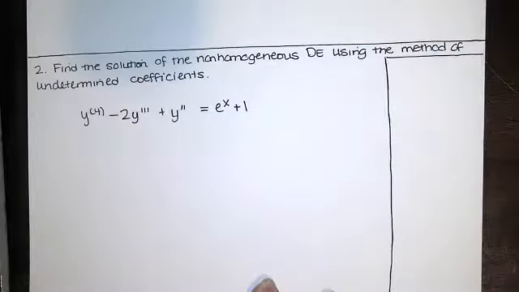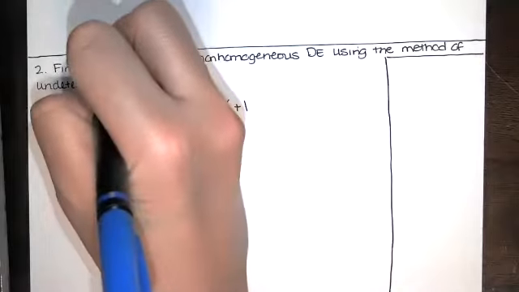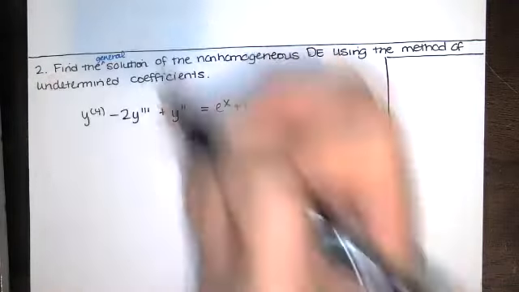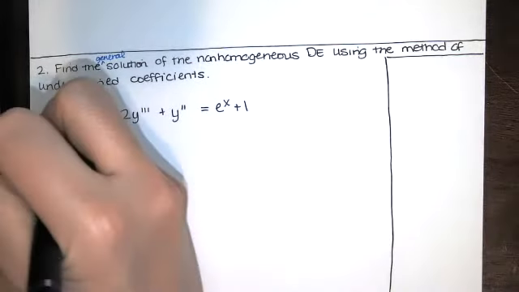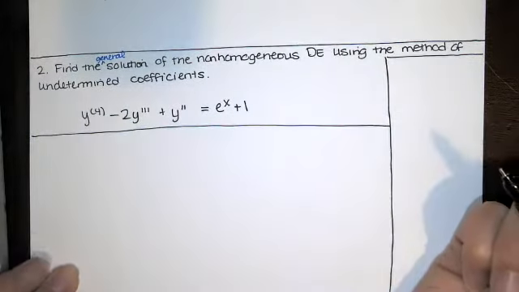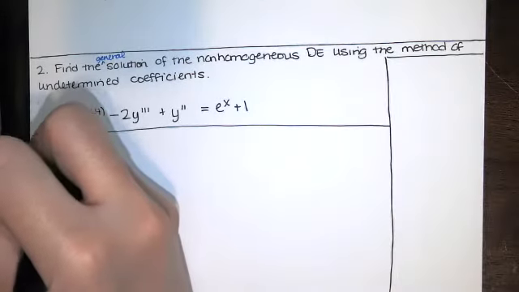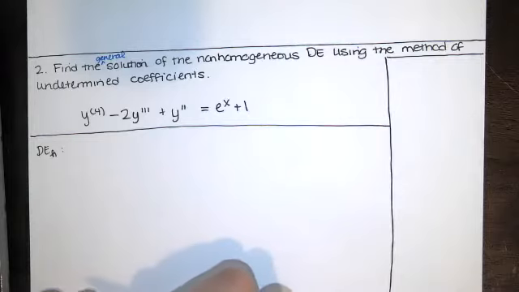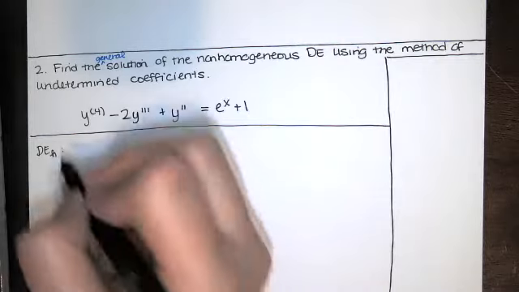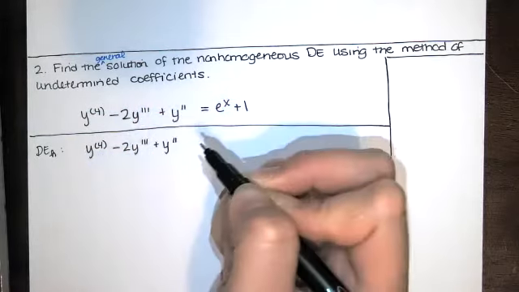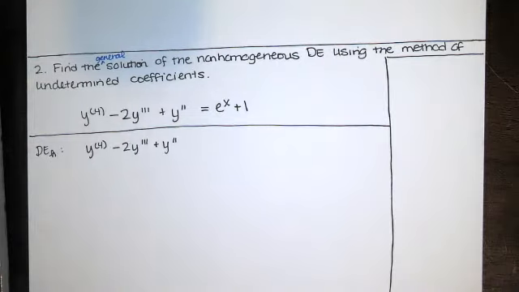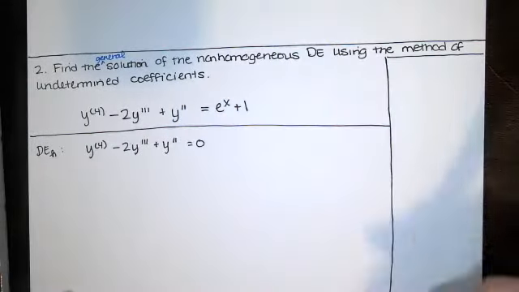Okay, in problem 2, we're asked to actually find a solution, and maybe I should be more specific. Let's find a general solution to the non-homogeneous differential equation using the method of undetermined coefficients. In order to do that, we always start in the same way. We need to find our y sub c so that we can make an appropriate educated guess for y sub p. In order to find our y sub c, we need to solve the corresponding homogeneous problem. So we set the left-hand side of the differential equation, which includes all of our derivatives and y's, equal to 0, and we solve this problem instead.